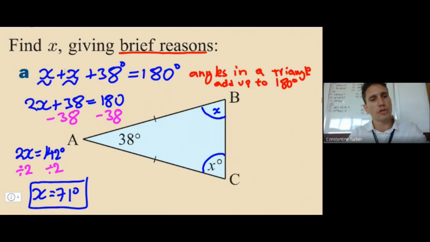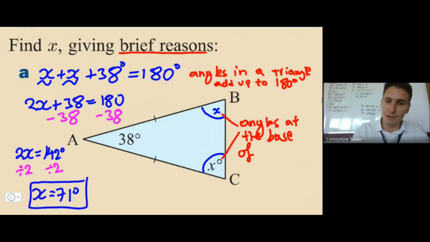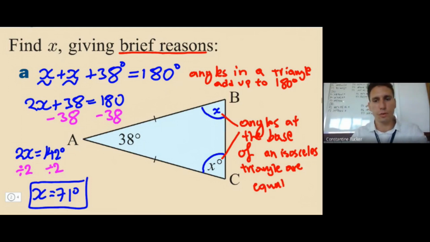What else did we use here? We used the fact that these two angles are equal. So what we have to say here as well, because we assume that angle is also x, we have to say angles at the base of an isosceles triangle are equal. And you actually have to do this, guys, because if you don't do it, you don't get full marks. So these are the two reasons we need to give in this question.